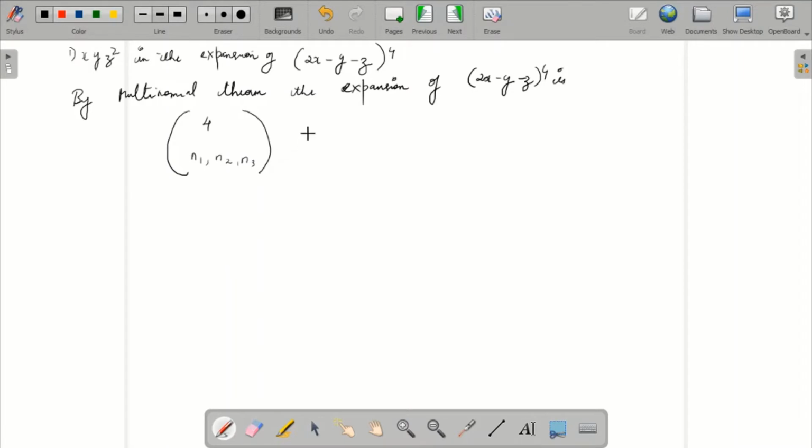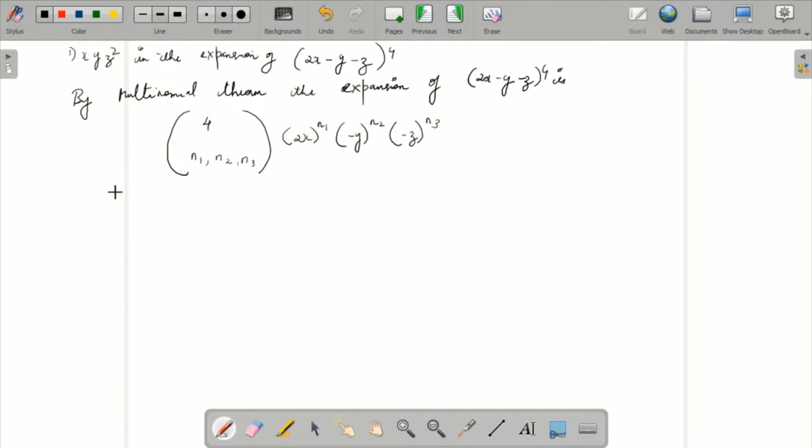Okay, so this is one part, and then you know x to the power n1. So what is in the place of x? It is nothing but 2x to the power n1. And what is in terms of y? Minus y to the power n2. And what is in terms of z? It is minus z to the power n3. Okay, so this is the expansion you got. Now for what values of n1, n2, n3 will we get the coefficient of these terms?